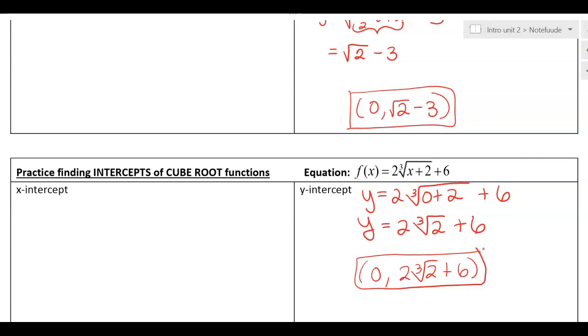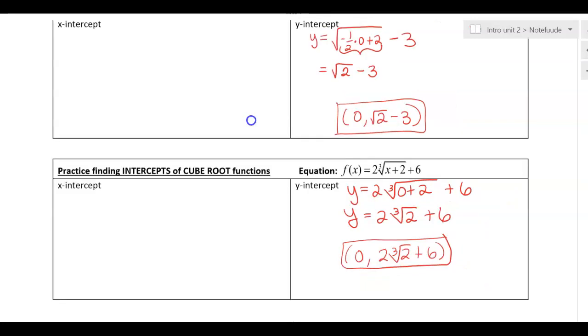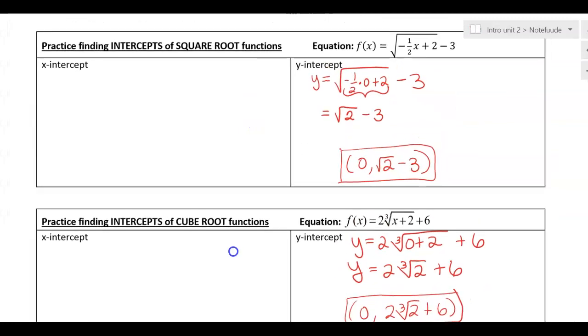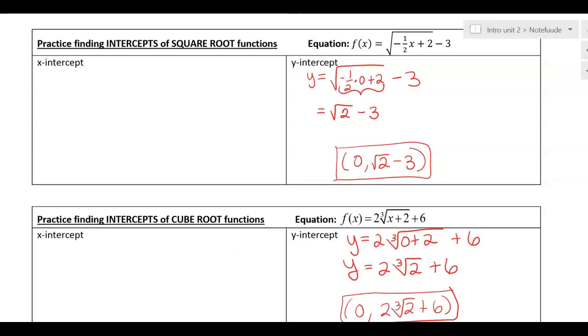Okay? Is everybody okay with the y-intercepts? Okay. So the x-intercepts require a little more work because you have to get x alone, and x is currently grouped with all of this other stuff. So like for our square root function, oops, I'm going to make my y equal to 0.